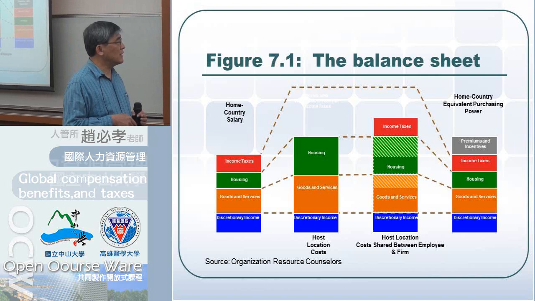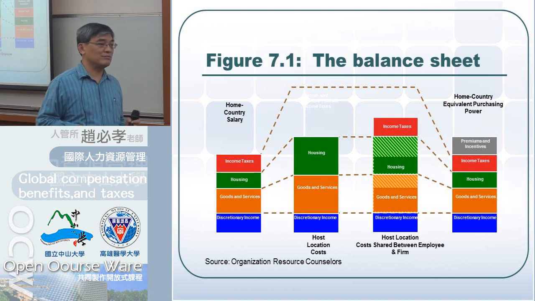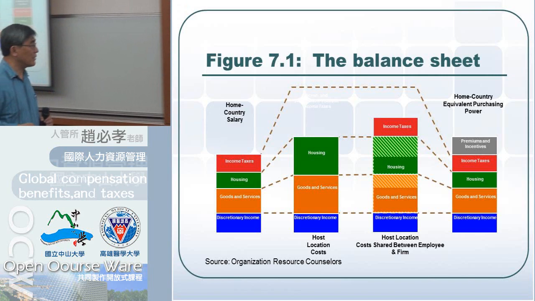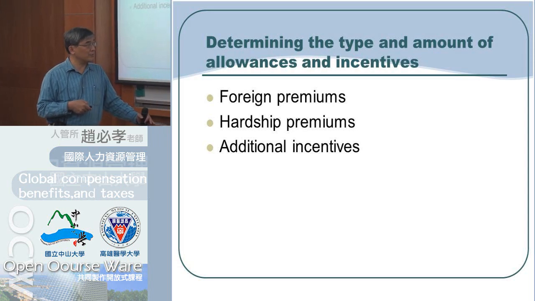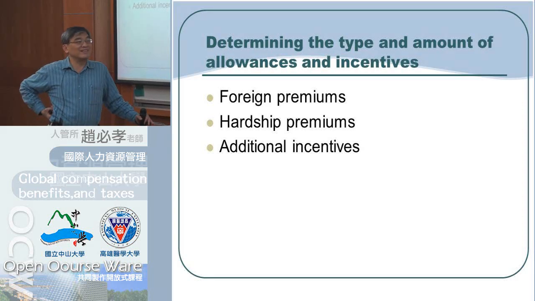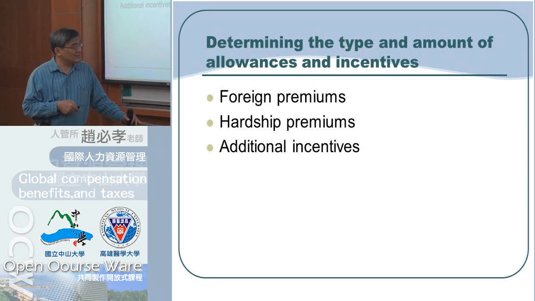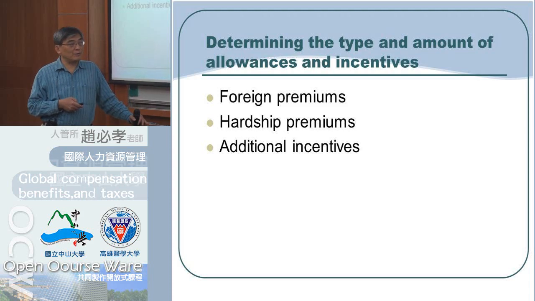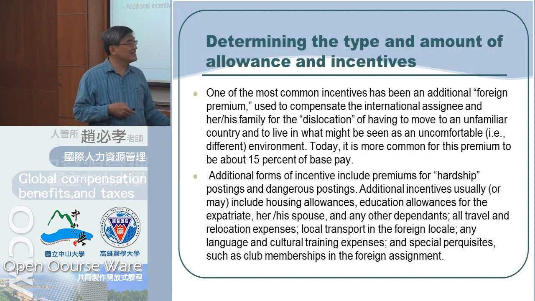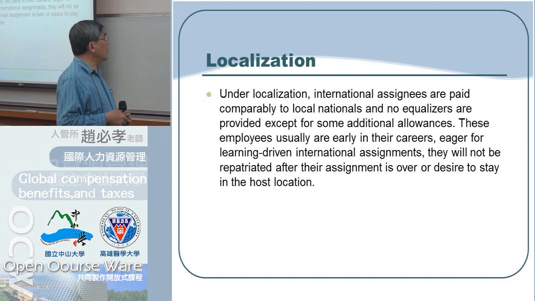And in addition, there are premiums and incentives, to motivate you to go. They pay you more. So there are some premiums: the foreign premium, hardship premium, additional incentive. If the China living condition is not so good, they will pay you the hardship premium. How about India? Hardship premium. But if you want to work in the USA, no, there is no hardship. Very convenient.